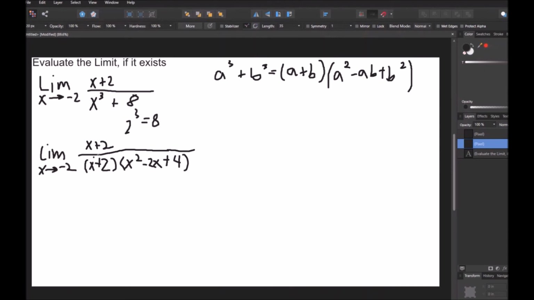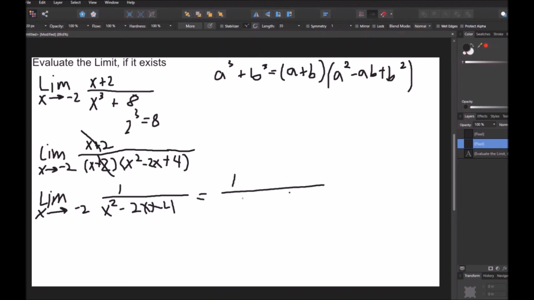Now if I were to FOIL out this whole thing, I'd find that it's equal to x cubed plus 8. But right now I can cancel out these x plus 2's, and I'm left with the limit as x approaches negative 2 of 1 over x squared minus 2x plus 4. And now I can use direct substitution and plug in negative 2 wherever I see x.